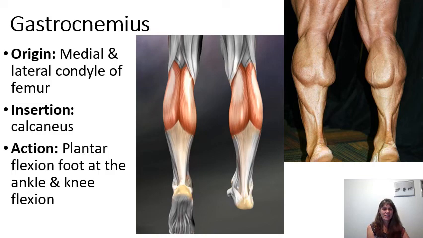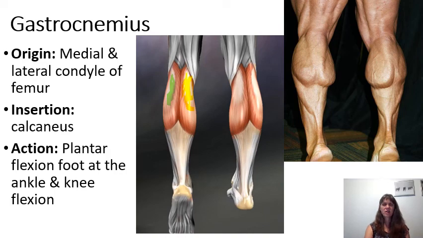Gastrocnemius is a muscle that is noticeable on the posterior aspect of the leg. Gastro means belly. There are two muscle bellies. The medial portion of gastrocnemius originates on the medial condyle of the femur, and the lateral portion of gastrocnemius, the lateral belly, will originate on the lateral condyle of the femur.